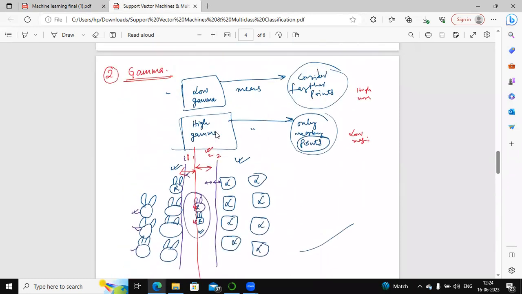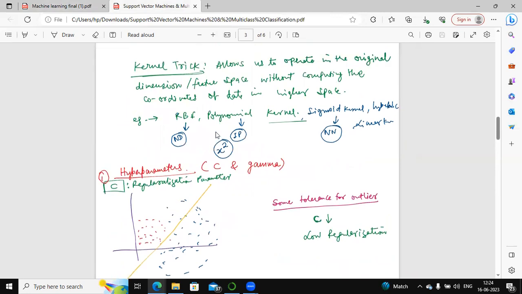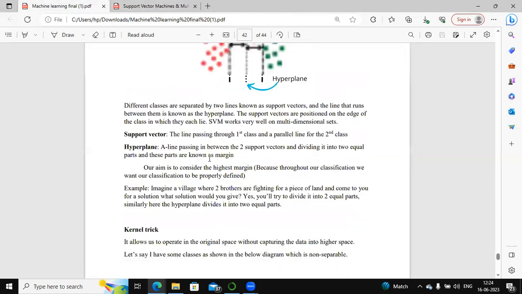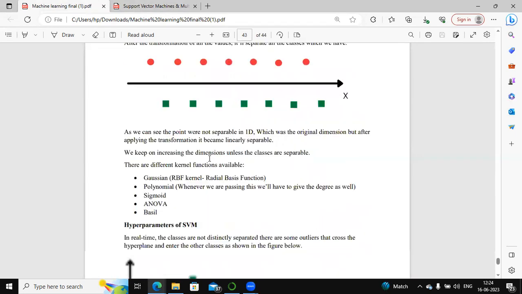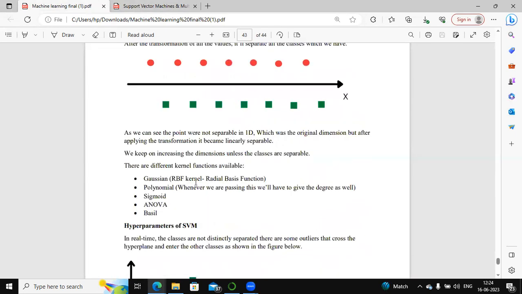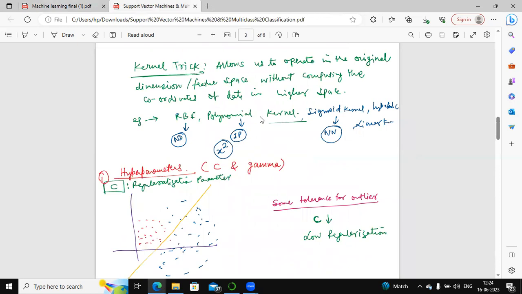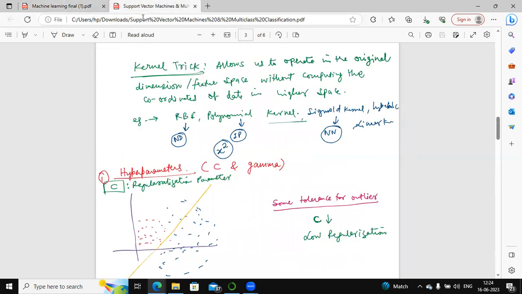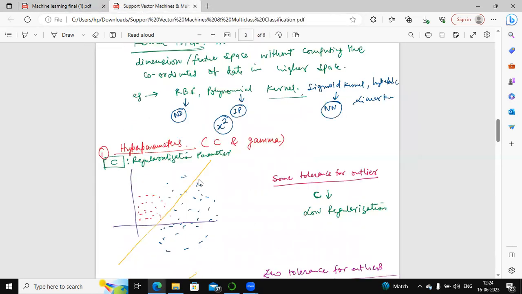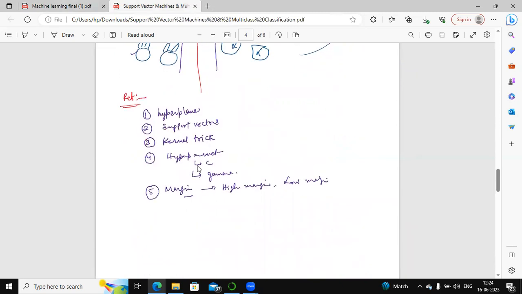And the kernel trick, we have already seen, where we have the radial basis function and what else do we have? We have polynomial, for example x square, we have the sigmoid kernel, and after that we have ANOVA and Bessel. And then the next concept we looked at is hyperparameters.